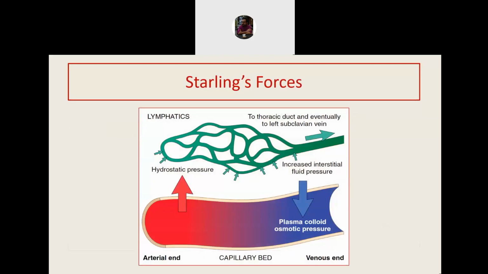One very important aspect of fluid exchange across the capillary is the operation of Starling's forces. Starling's forces refer to the different forces that push fluid into the vessel or out of the vessel. The pressure of the flowing blood that pushes water outside is called the hydrostatic pressure. And the imbibing pressure or absorbing pressure of the plasma proteins is known as plasma colloidal osmotic pressure. How does the balance between these pressures maintain an equilibrium between fluid going out and fluid coming in?